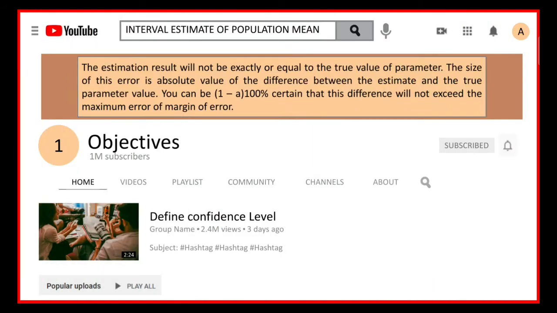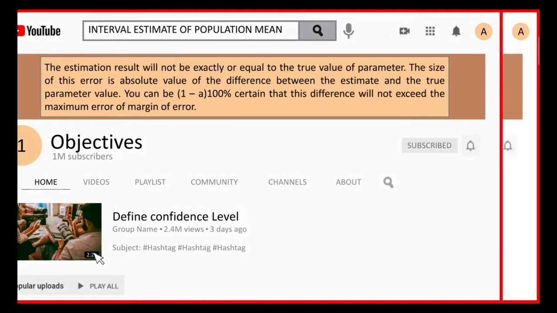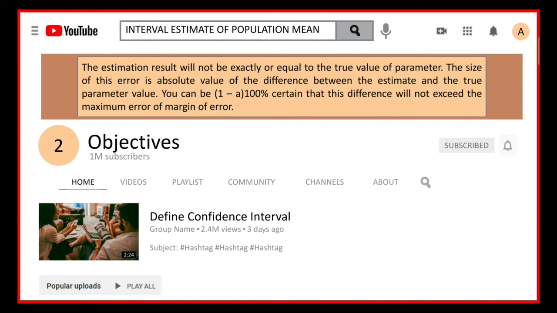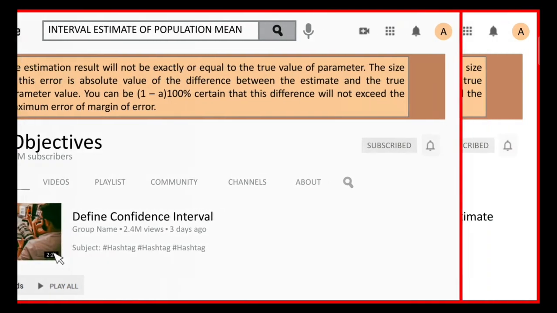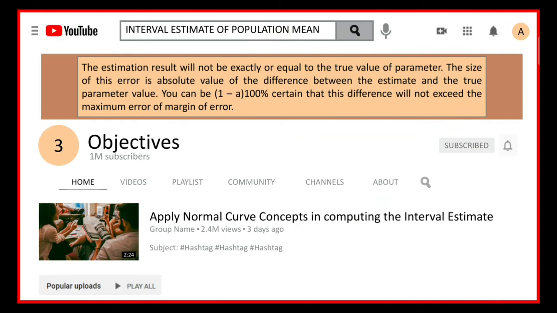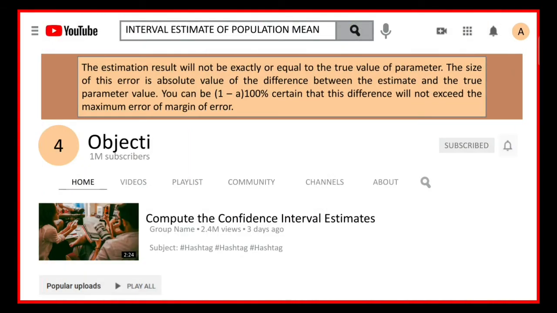The first objective, at the end of this discussion, you have to define confidence level. Second objective, we have to define confidence interval. The third one, we have to apply normal curve concepts in computing the interval estimate. And lastly, at the end of this discussion, you have to compute the confidence interval estimate.